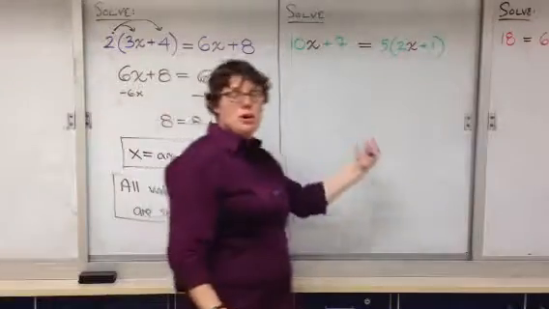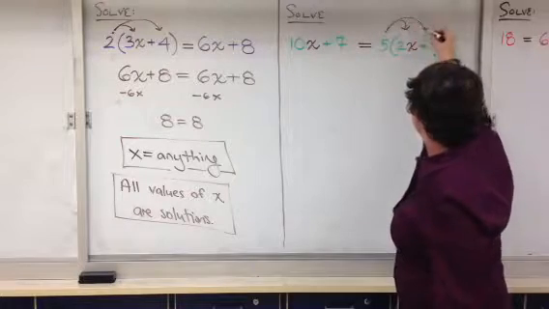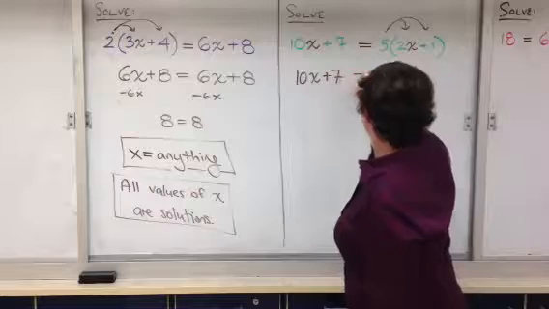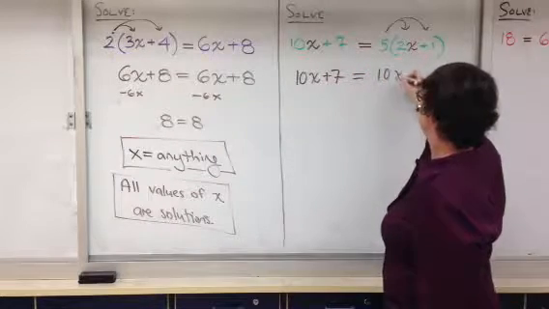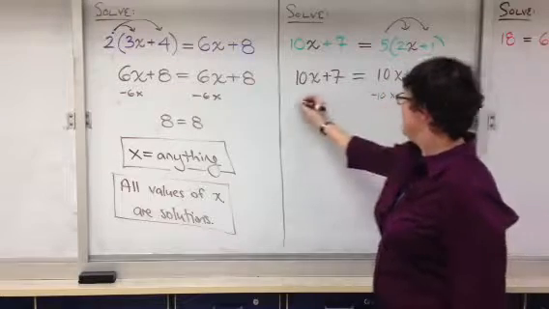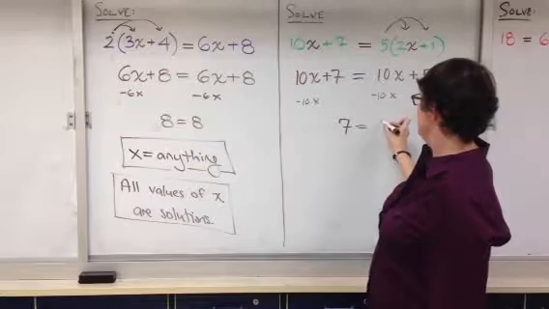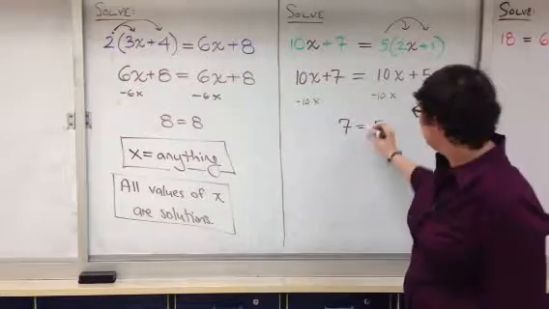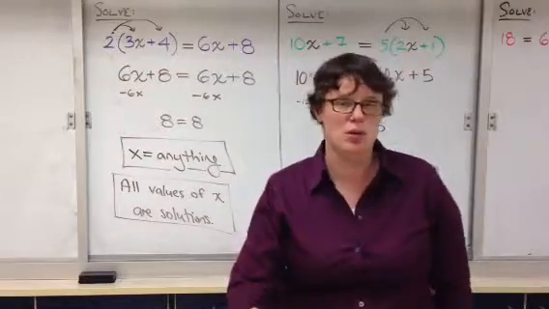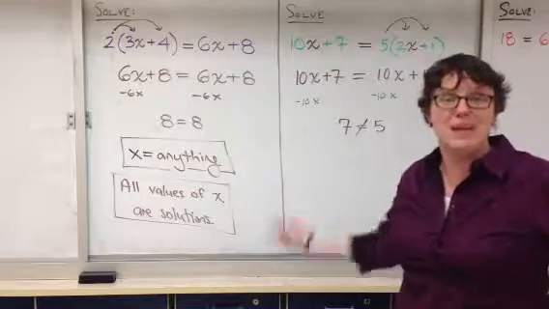Okay. We'll turn our attention to this equation. Something weird is going to happen here also. Once I distribute, I get the statement 10x plus 7 is equal to 10x plus 5. If I subtract 10x from both sides of this equation, I get the statement 7 is equal to 5. But that's not true. It doesn't matter what x is. That's never, ever true. So when we're asked the question, how do you solve this? How do you make it true?